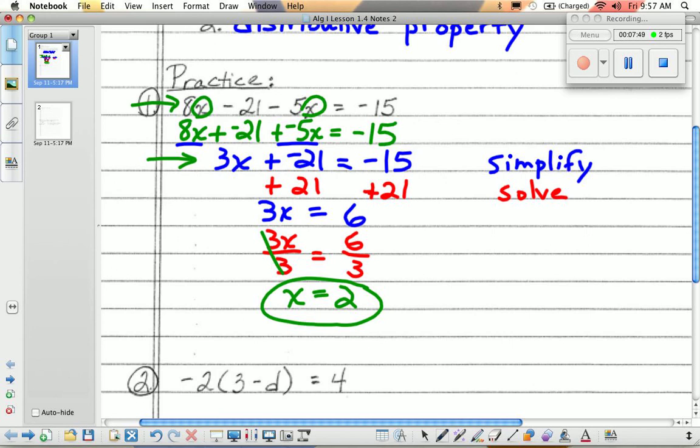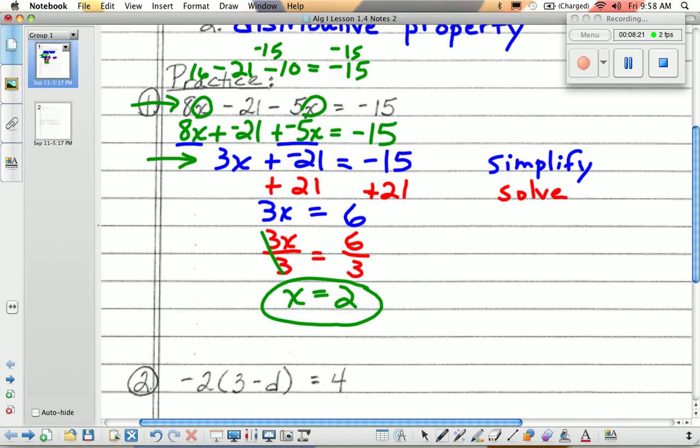So let's just do it mental math. 8 times 2 is 16. Minus 21 minus 5 times 2 is 10. And that's supposed to be negative 15. Okay, let's check it out. 16 take away 21. 16 above 0 drops 21 degrees. Negative 5. Drops another 10 degrees. Negative 15. This does become negative 15, just like the other side, so it checks out, doesn't it?